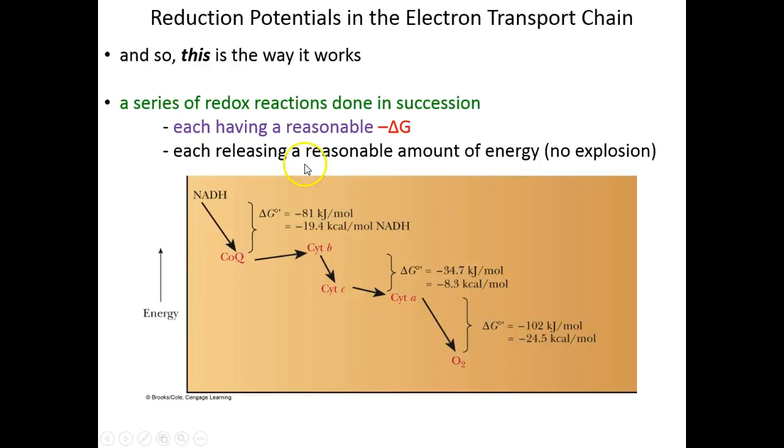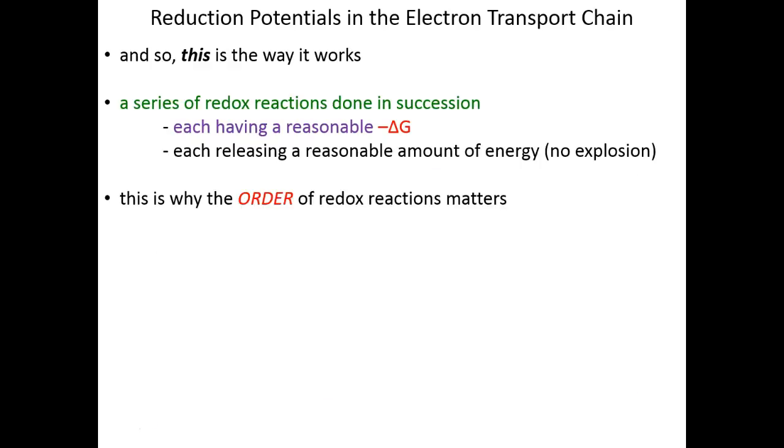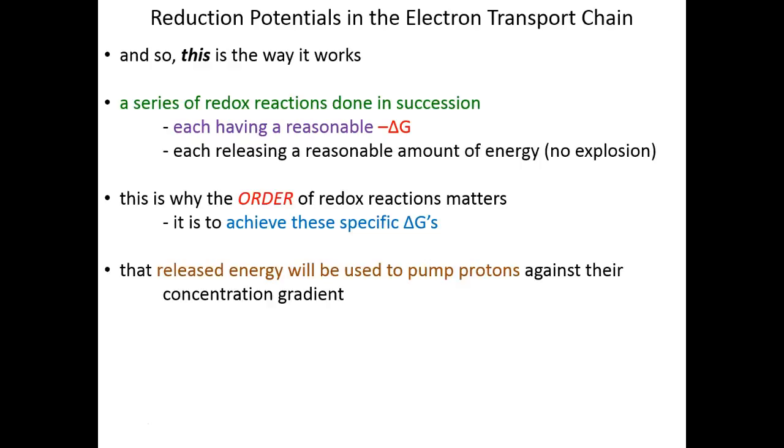And so we slowly start with high energy, volatile electrons on NAD, and we pass them slowly from carrier to carrier, releasing a little bit of energy at a time, if you look at these negative delta Gs, until eventually those low energy, low power electrons are used to reduce oxygen to H2O. This is why the electron transport chain is a chain. The order of the redox reactions matters. It's to achieve these specific and reasonable negative delta Gs that will not kill the cell.